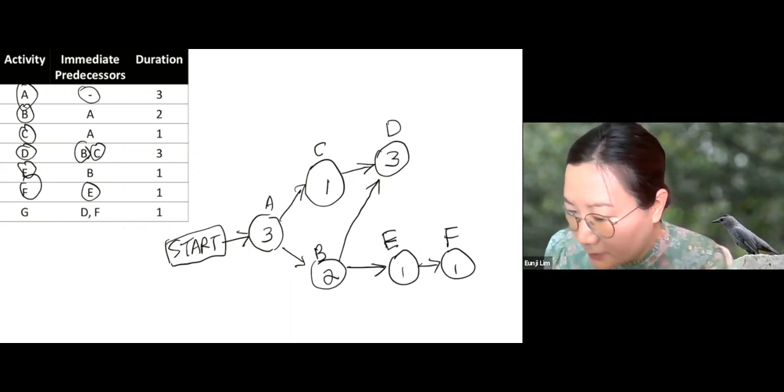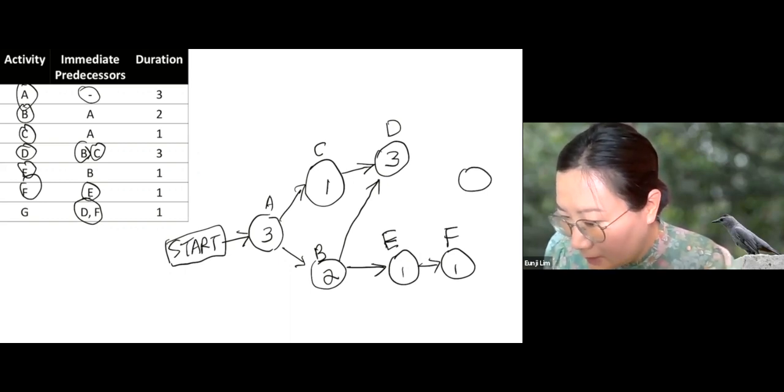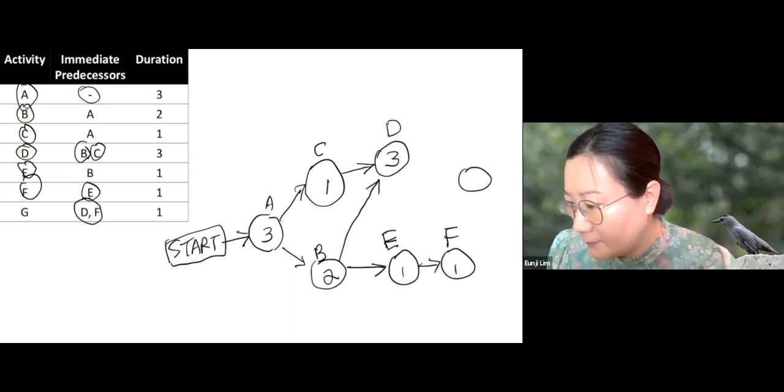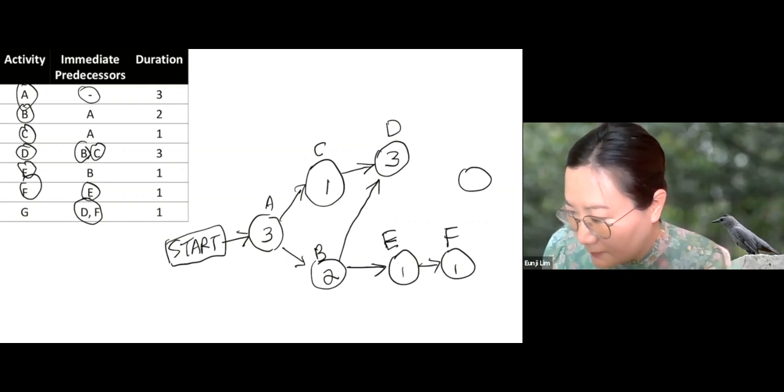And then after D and F, you can start working on G. The duration is 1 month. And there's an arrow from D to G. And we also wait for F to be finished. So now we are done. We covered all the activities.